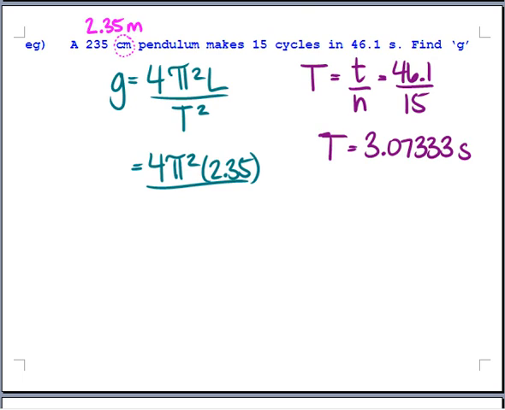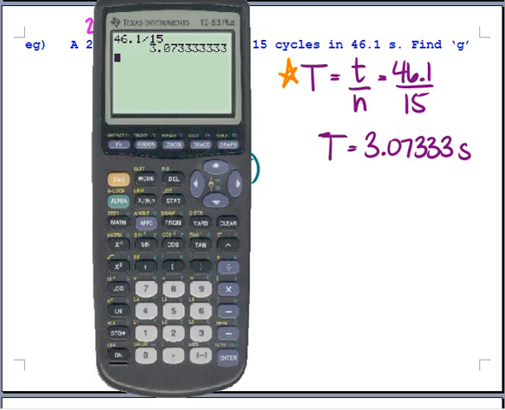Now I can take that value and plug it into the T squared. Don't forget to square it. That's going to be the denominator of this equation. And that extra calculation we did right here to find the period first, that's classic Physics 11. Almost every time you need to use the equation g equals 4 pi squared L over T squared, you're going to have to find T. I will give you the amount of time for more than one cycle and you'll have to do a little division. So pretty classic Physics 11 question there.